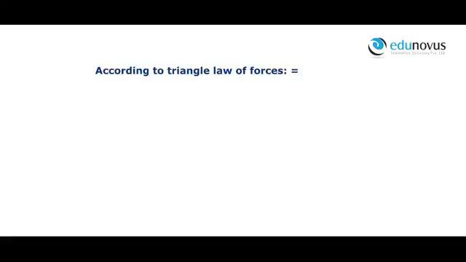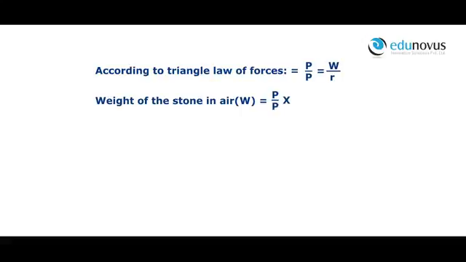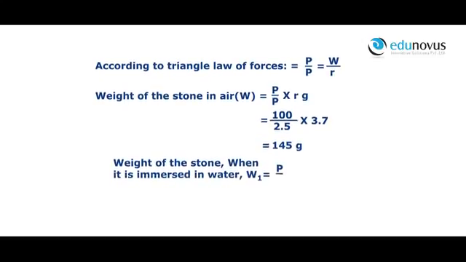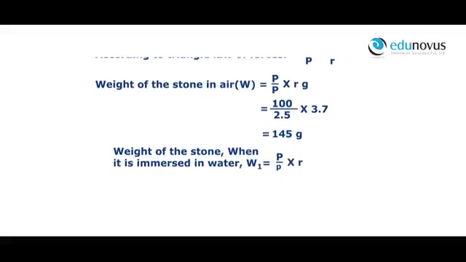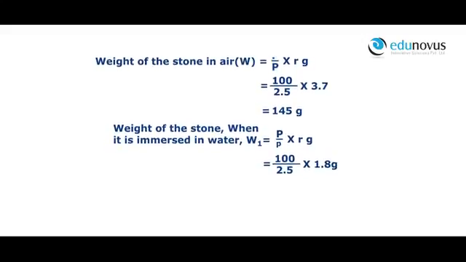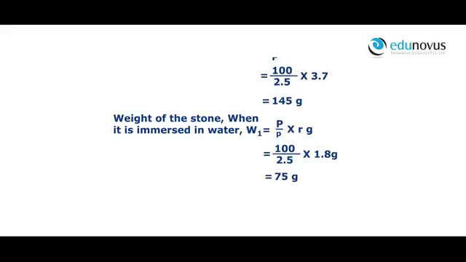According to triangle law of forces, P by small p is equal to W by R. Weight of the stone in air W is equal to P divided by small p into R grams, that is equal to 100 divided by 2.5 into 3.7, which is 145 grams. Weight of the stone when it is immersed in water W1 is equal to capital P by small p into R grams, that is equal to 100 divided by 2.5 into 1.8 grams, which is 75 grams.